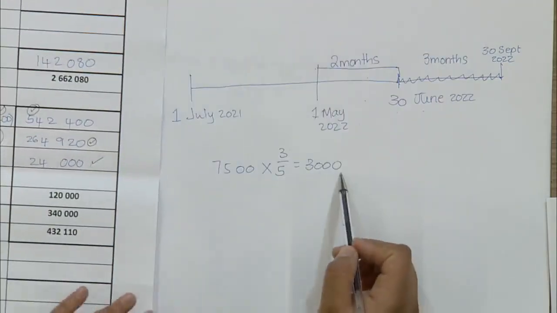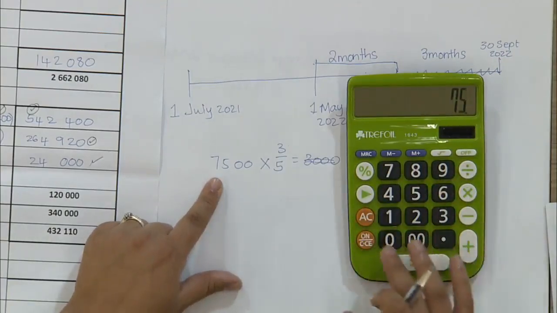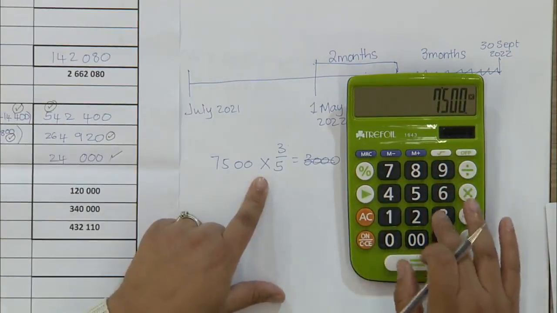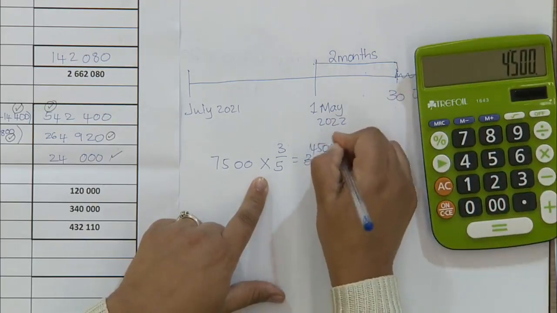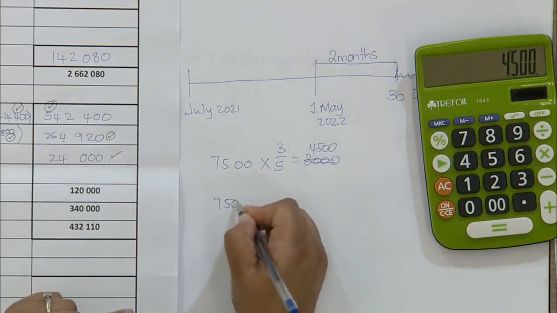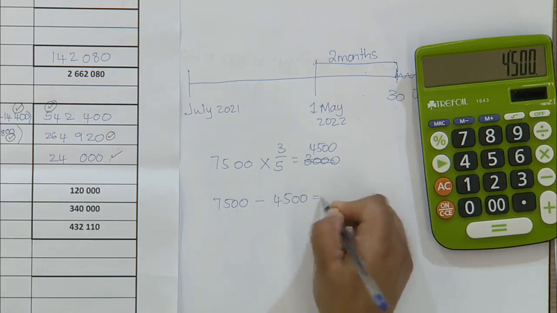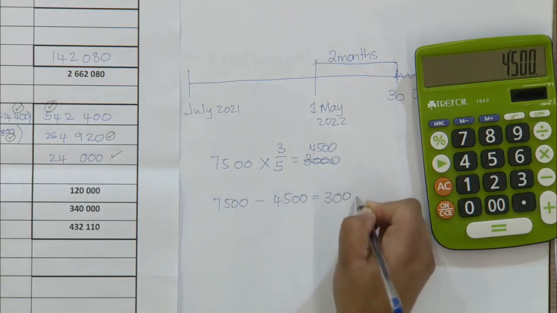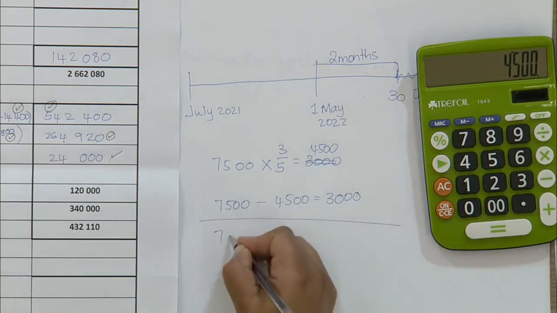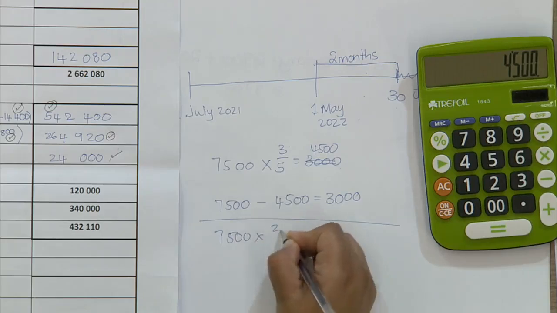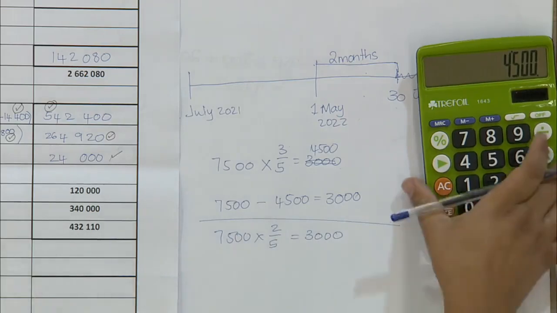This amount of a year, my apologies, is 75 times 3 divided by 5, right? That's 4,500. So we have 7,500, which was excluded, minus 4,500, and that gives us the 3,000 we're looking for. That was the long way. The short way would have simply been 7,500 times 2 over 5 to give us that 3,000 Rand.